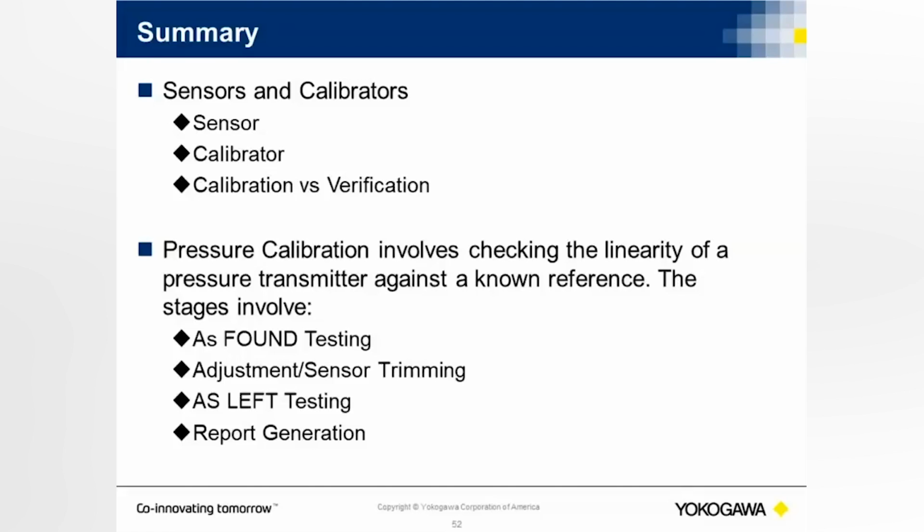Then we went more in depth into pressure calibration. So we went over as-found testing, which is the performance of the unit in its initial state, adjustment and trimming if the device failed, as-left testing, which is performed after the adjustment phase to make sure the adjustments were done properly, and then finally report generation, which allows the user to see the devices involved, the date and time the test took place, the make and model of the individual devices, and the results of the as-found and as-left tests.